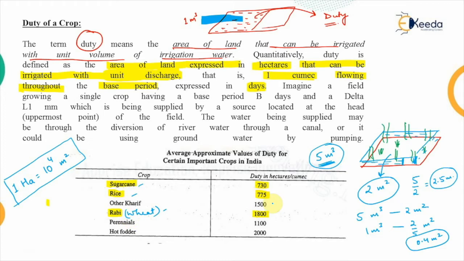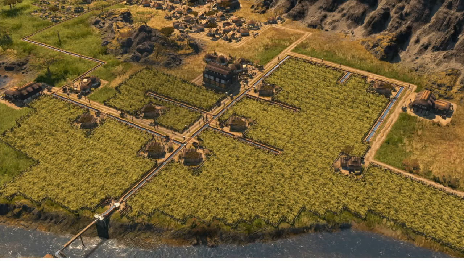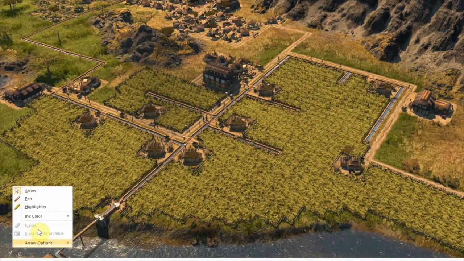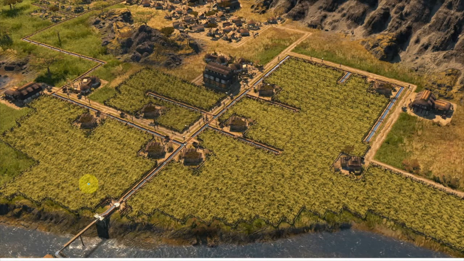Now this duty is different at different places. So how does that vary? If you look at this figure here, that is representing the canal irrigation system.